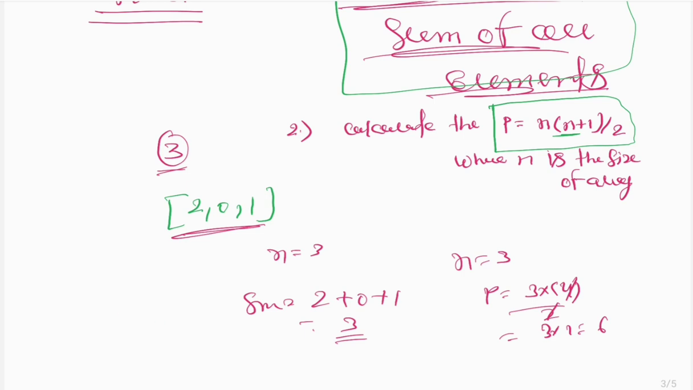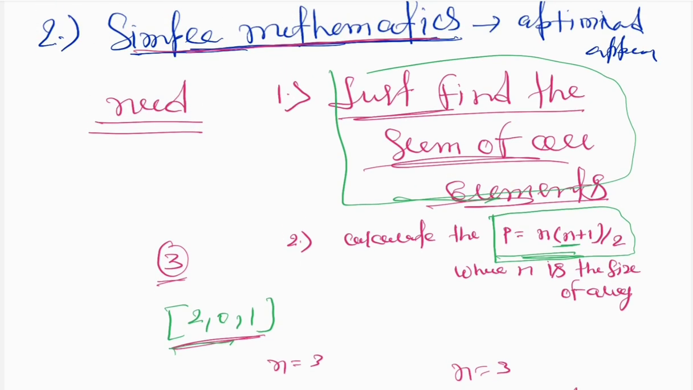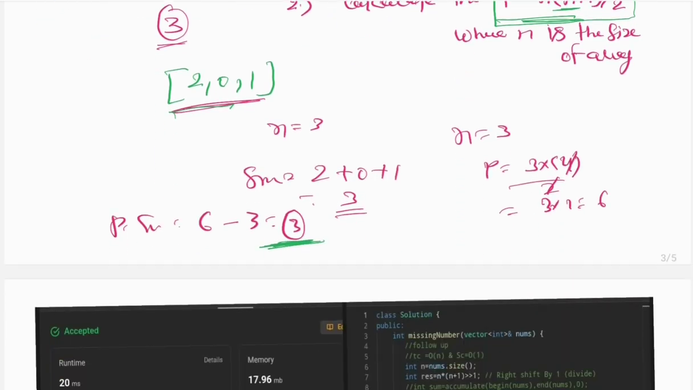So now what we will do is subtract, that is p minus sum. What is p? p here is 6, and what is sum? 3. Subtract 3, and a miracle is happening here: we are able to get our answer 3. Why? By doing just two simple steps. The first is to calculate the sum of the elements, then find this p, and then subtract sum from p. Now you can see what a wonderful approach we have come to.